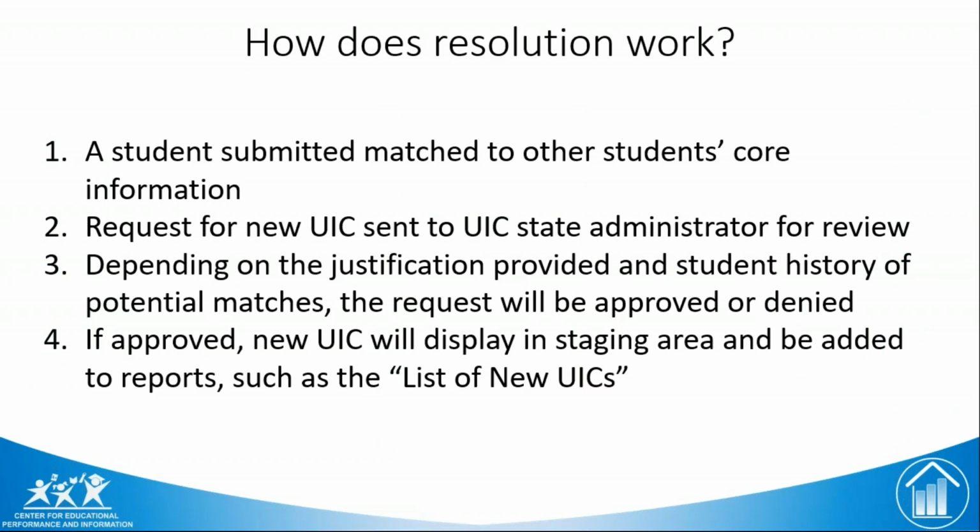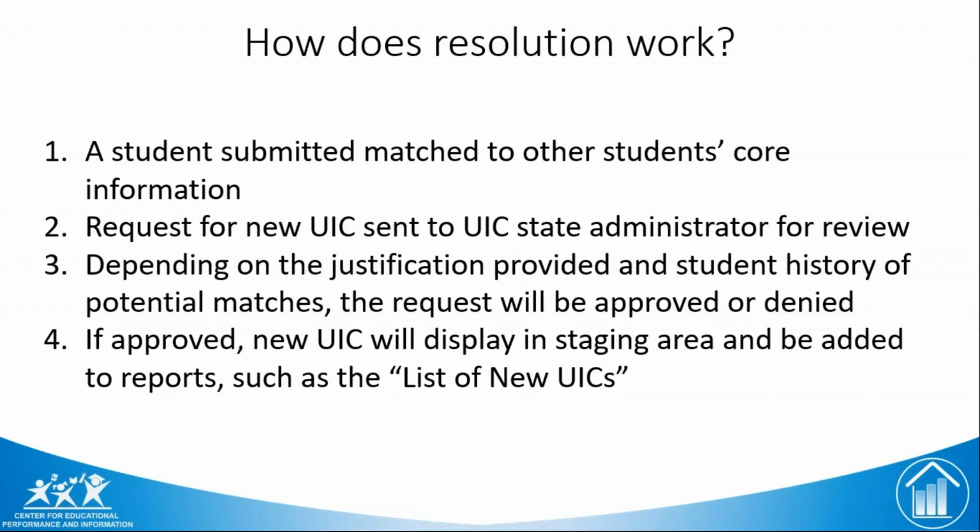So how does resolution work? People in the field might say it exists to annoy me, but what happens is you submit students, and as I said, the system finds a match within a certain percentage. We have those calculated because we think a human needs to determine whether these two records match or not. So you have to make a choice when resolving UICs: either you request a new UIC or you update the student record that the student matched to.